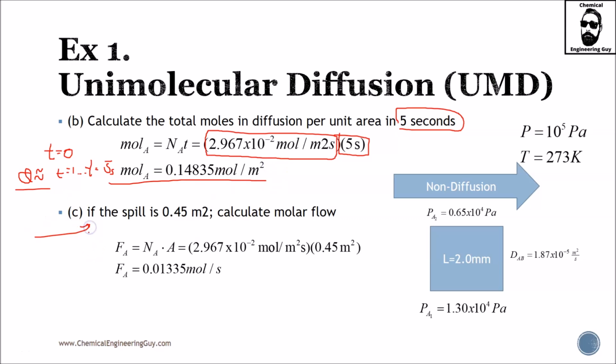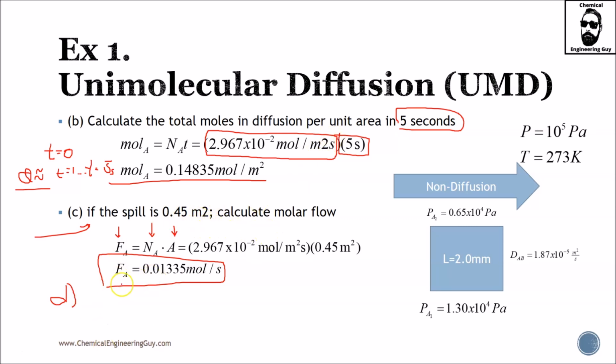And now getting more technical, if the spill is 0.45 square meters, calculate the molar flow. So as stated before, the flow can be calculated if we get flux times area, which we have. And here it is, 0.01 mole per second.